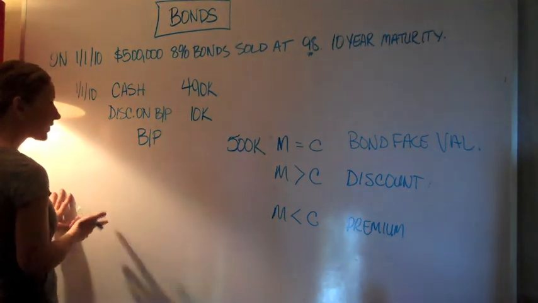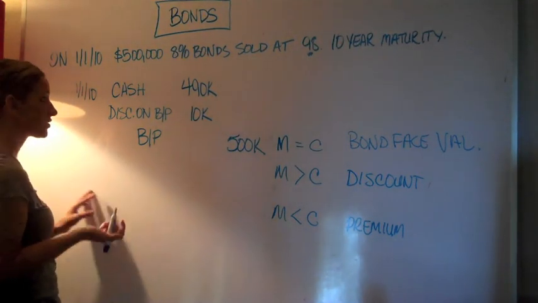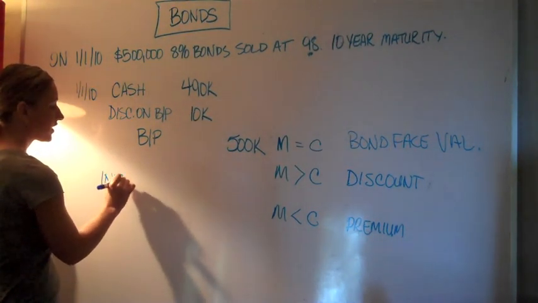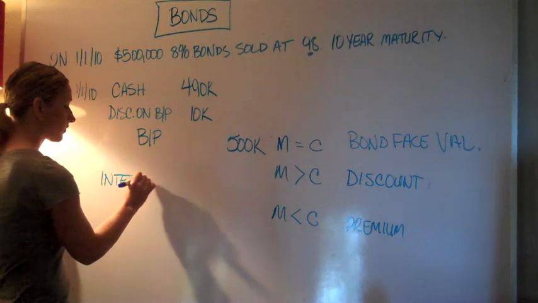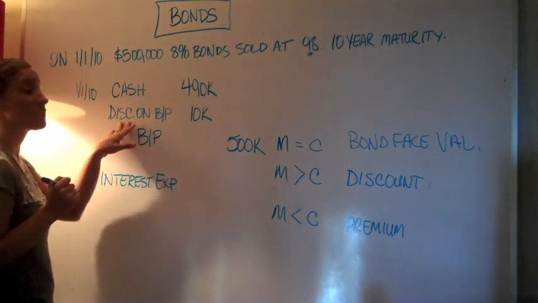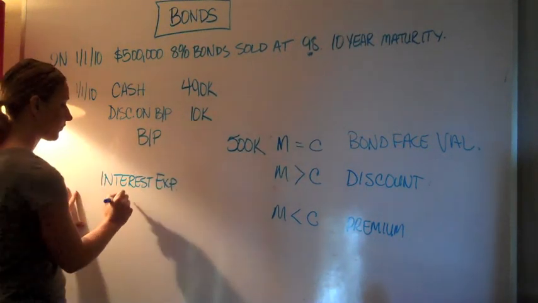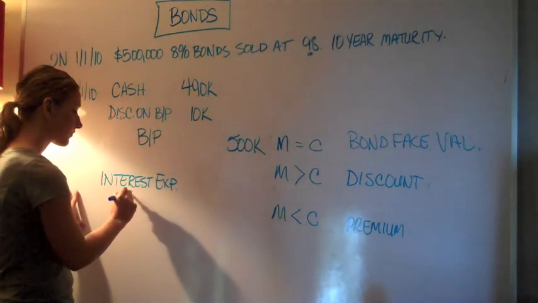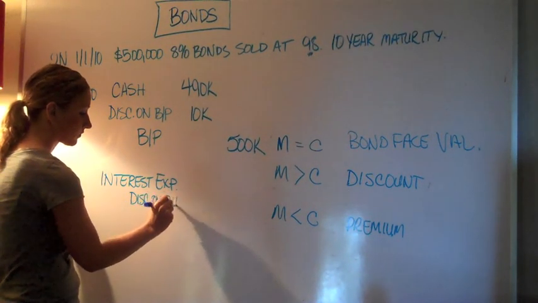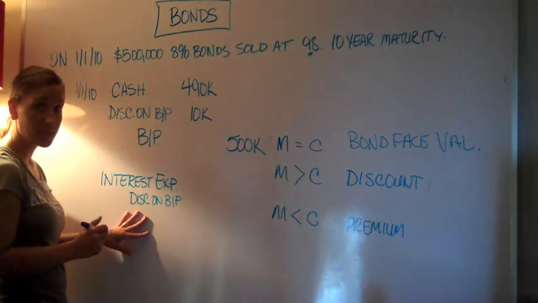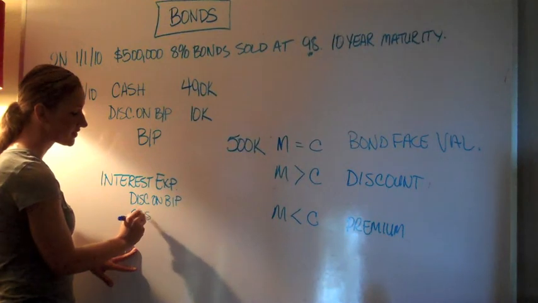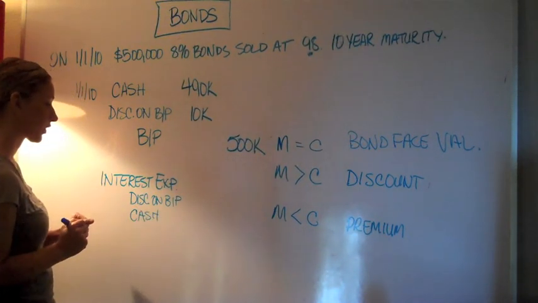Okay? So for our first semi-annual interest payment, we are going to do the interest account. We're going to reduce the discount on bonds payable, so we're going to credit it. And then we're also going to credit the cash account because we're paying them that interest. Cash is leaving our pocket. Assets decrease on the credit side. Okay?